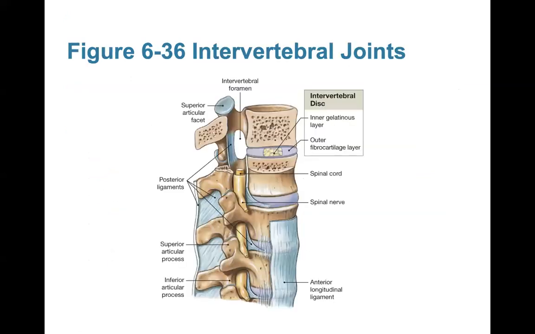Okay, so let's look at some different types of joints. Here we can see the intervertebral joints. This would be that cartilage that's found in between each of these vertebrae. So you have this nice fibrocartilage between each of the vertebrae forming these joints.